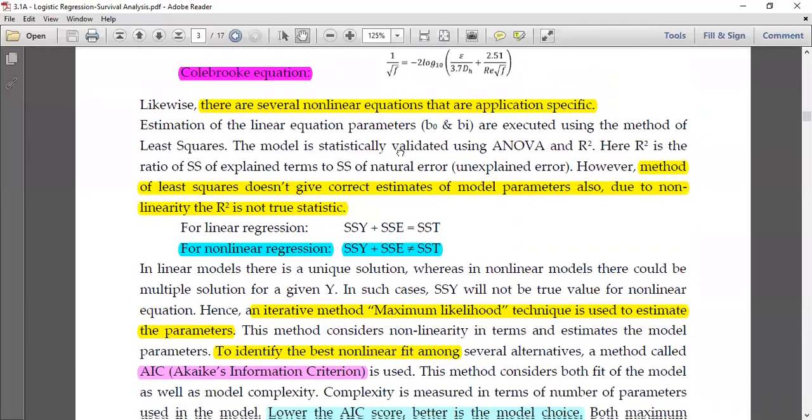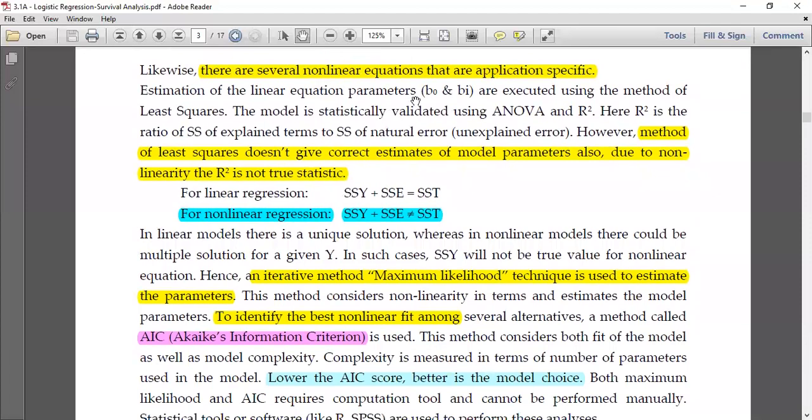Now, the problem with nonlinear equations is that they are not like your linear equation. In linear regression, the sum of squares due to regression plus the natural variation error becomes equal to SST, the total sum of squares. There we calculate R square. R square is nothing but SSY divided by SST. So we generally take R square, the coefficient of determination, as almost equal to 1, 0.9 to 1. We consider that a good fit.